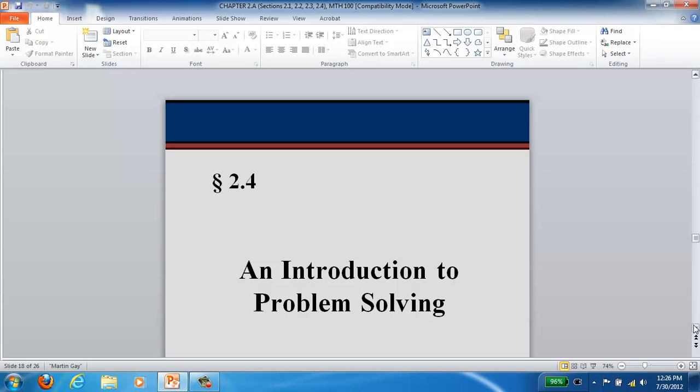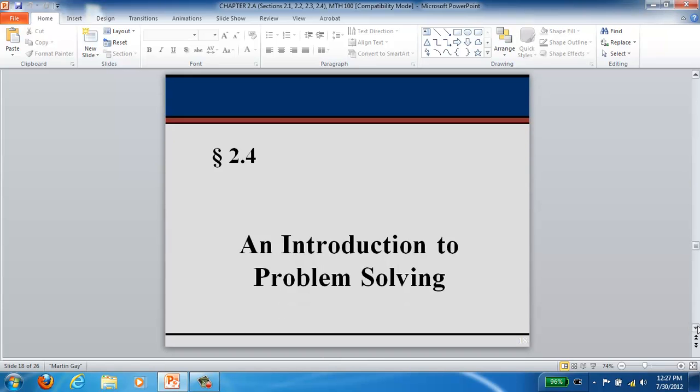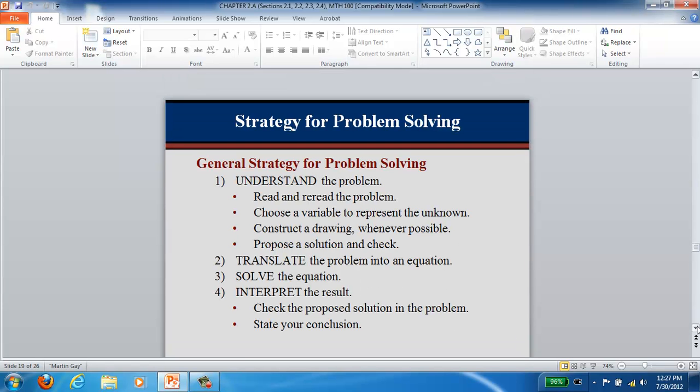Section 2.4, An Introduction to Problem Solving. Strategy for problem solving. First step, understand the problem. Read and reread the problem step by step. Choose a variable to represent the unknown. Construct a drawing whenever possible. Propose a solution and check.